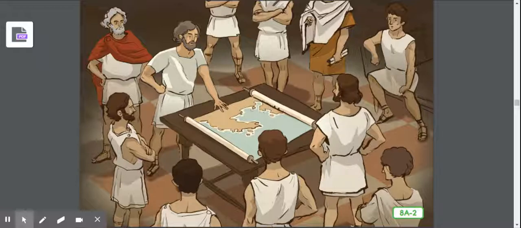Another general suggested, "Let us send our fastest runner to Sparta. The Spartans are the greatest fighters in Greece. If they will help us, we might have a chance." Why would the Athenians want to go to Sparta and have the Spartans help them?